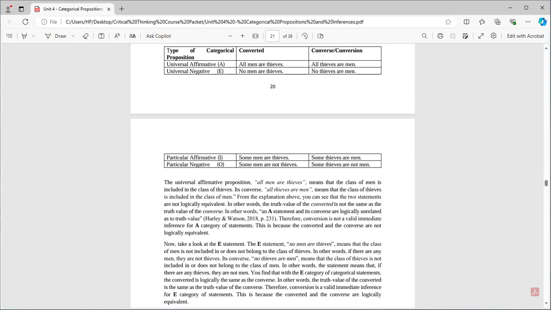You are reading a document that you are going to sign as a contract, and you see no men are thieves, and it turns around again in the other portion, no thieves are men. It is still the same thing. This is to broaden your understanding of swapping the positions of the terms to know whether they are the same or not. You know, people are smart.